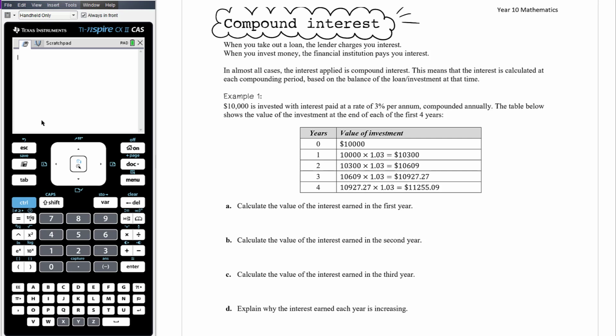So today we want to have a look at compound interest. So another example of exponential growth and decay. So following on from what we talked about yesterday, but a specific group of examples around compounding interest.